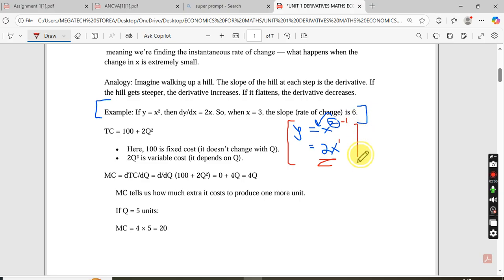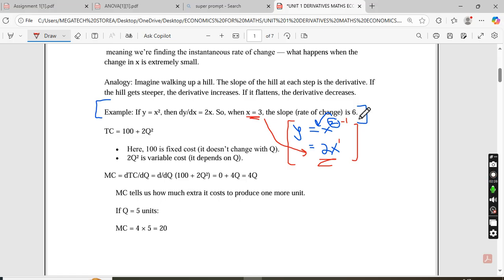So as you can see, for example, if x equals 3, you just put the 3 into this function. 2 times 3, you get 6. So that is the rate of change. If x increases by 3, your function will increase by 6 units.